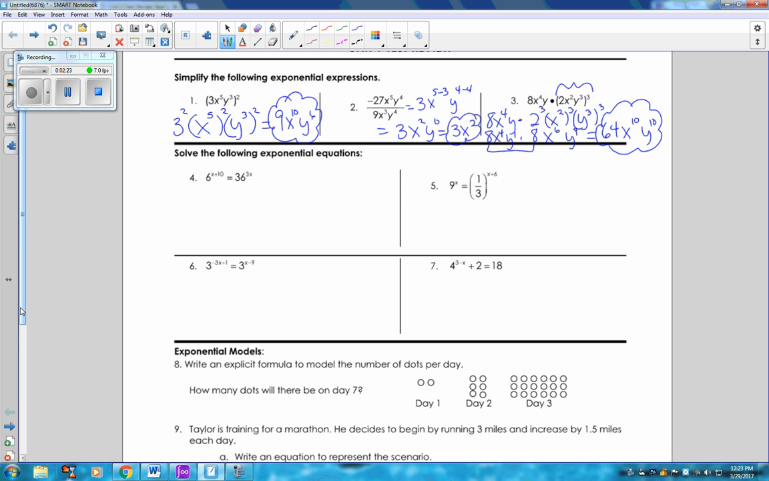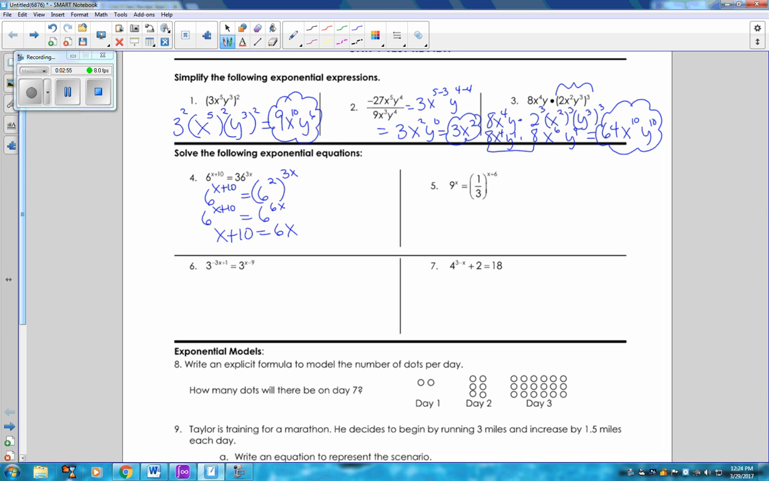Now we're going to solve these exponential equations, and we're going to do that by getting like bases. 36 can be rewritten as 6 to the second power, and that's raised to the 3x power. When you have a power raised to a power, you multiply your exponents. So I have 6 to the x plus 10 equals 6 to the 6x. Now that your bases are the same, you set the exponents equal to each other. And I have x plus 10 equals 6x.